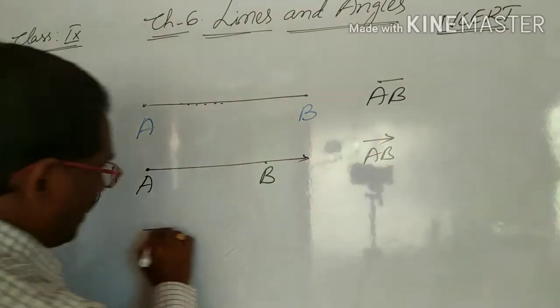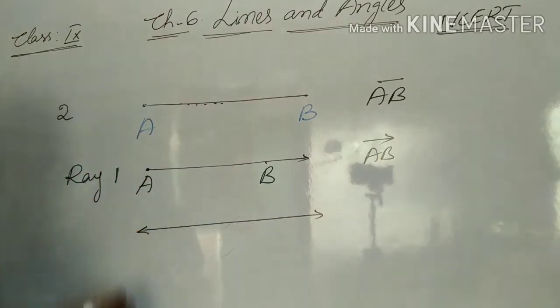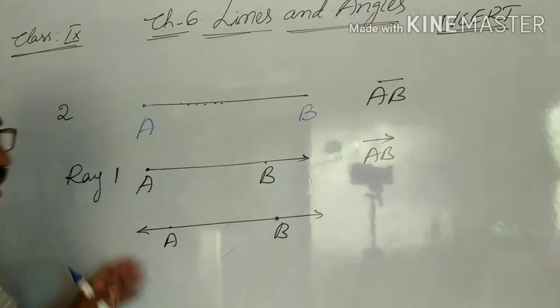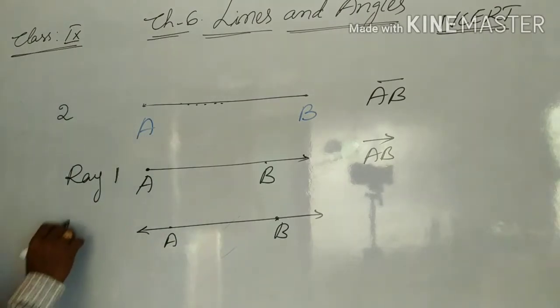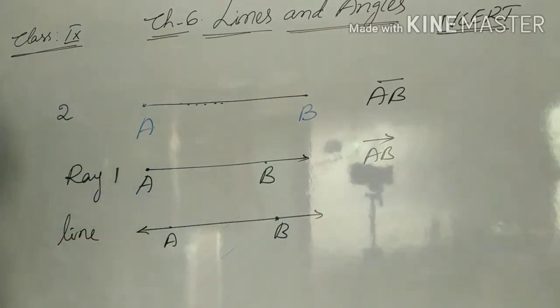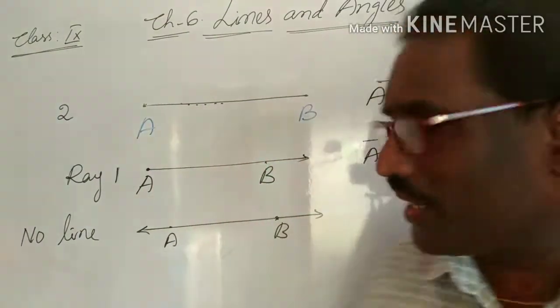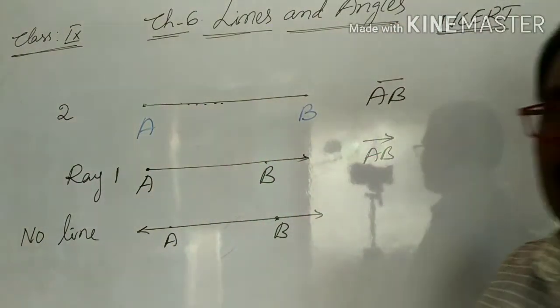Next, see, what is this? Suppose this is point A and this is B. This is a line. How many endpoints does a line have? A line has no endpoints.